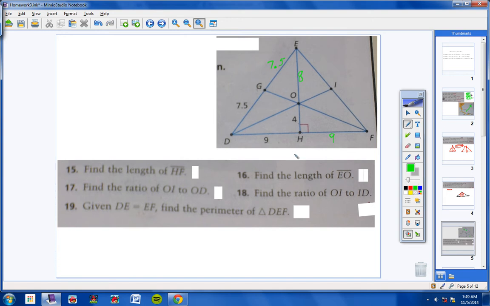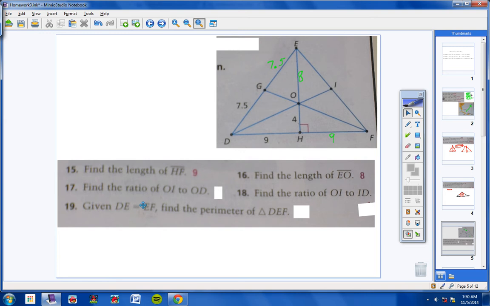All right, here we go. Find the length of HF, okay? HF is 9, taken care of, done. Okay, 16, find the length of EO. All right, well, EO's right here, 8, okay? 8.